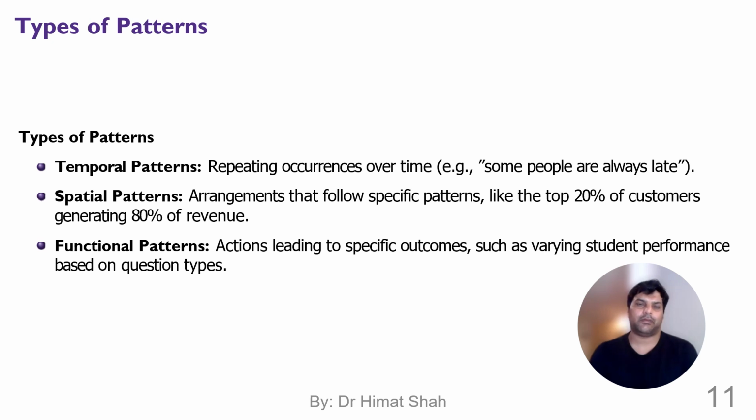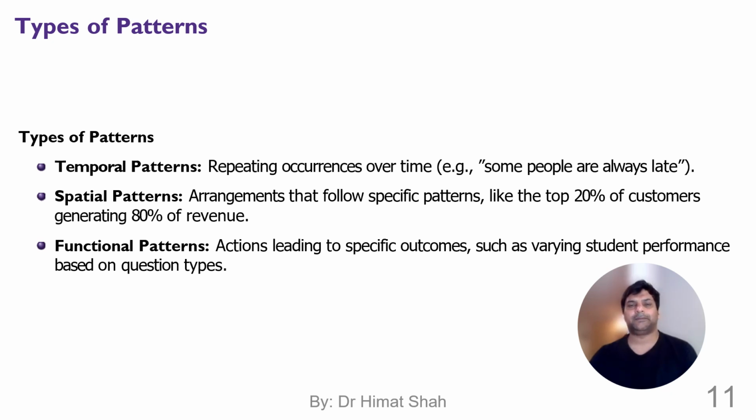Now let's talk about types of patterns. There are different types of patterns. Generally, we are targeting three types here: temporal, spatial, and functional patterns. Temporal patterns repeat over time. For example, some people are always late. Another example, traffic peaks during rush hours. And number three, seasonal sales spikes, for example Christmas sales, Black Friday, and Boxing Day sales. So these are temporal; they repeat time after time.